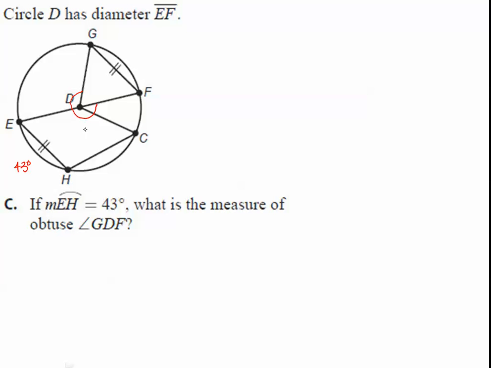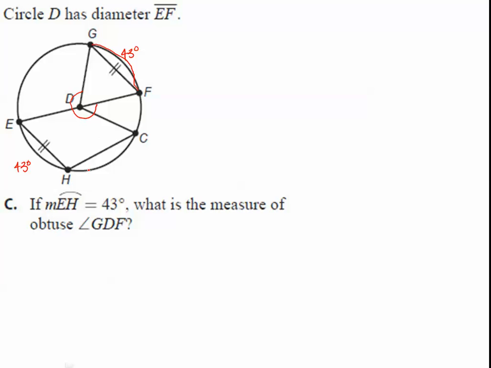So by the Chords and Arcs theorem, the arcs of congruent chords in a circle are congruent. Okay, so that means this up here from G to F is also going to be 43 degrees.